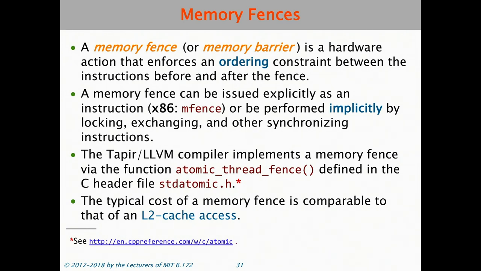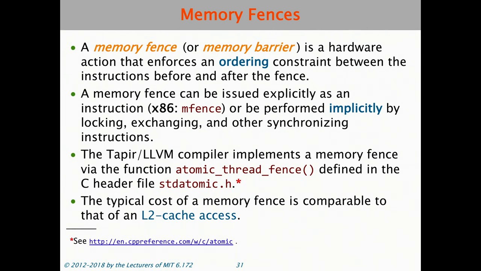You can issue them explicitly as an instruction. In the x86, it's called the mfence instruction. Or it can be performed implicitly. There are other things like locking, exchanging, and other synchronizing instructions that implicitly have a memory fence. Okay? Now, the compiler that we're using implements a memory fence via the function atomic_thread_fence, which is defined in the C header file stdatomic.h. You can take a look at the reference material on that to understand a little more about it.